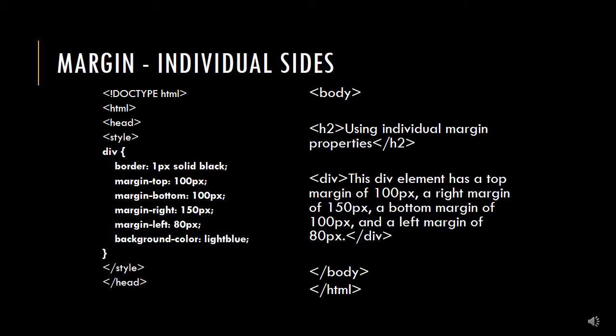In this example, we use the margin property for each side. The margin-top with 100 pixel, margin-bottom of 100 pixel, margin-right with 150 pixel, and margin-left of 80 pixel. Additional information, you can use negative values as its values.